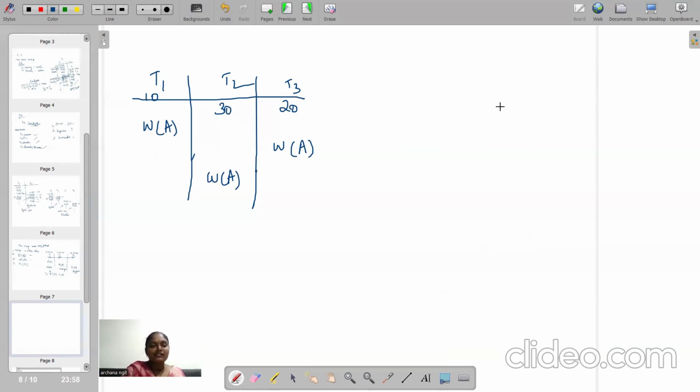Now, by looking at this schedule, what will be the write timestamp upon data member A? We have three different values. We should consider only the operation which was done last. T2 was the operation which took place last, so its timestamp is 30. So the write timestamp will be 30 here. Okay.